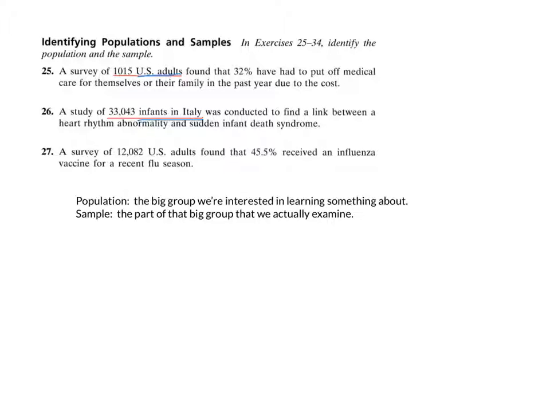In number 27, a survey of, and here's the group we examined, 12,082 U.S. adults, found that 45.5% of them received an influenza vaccine for a recent flu season. So the part that we examined, the sample, is the 12,000 plus U.S. adults. What is that a smaller part of? What bigger group? Well, all U.S. adults. So our population is all U.S. adults.